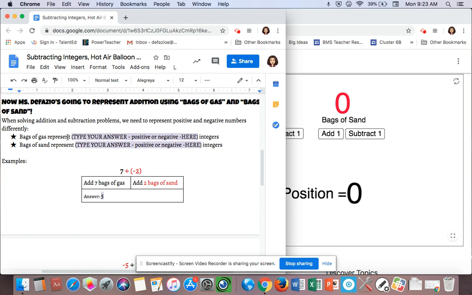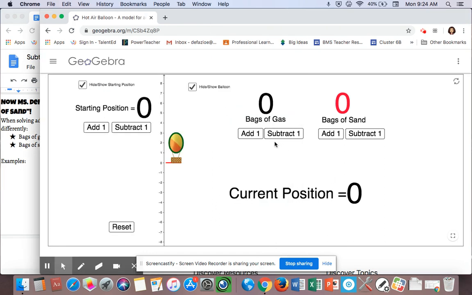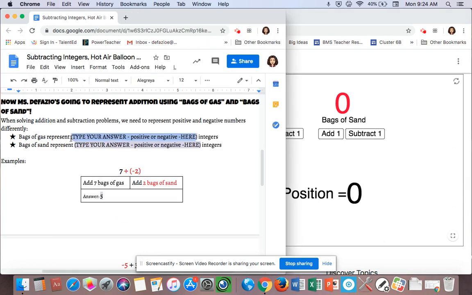Bags of gas represent, and you're going to be right here typing, bags of gas represent positive numbers. And the reason for that is if you're adding gas to your hot air balloon and it's getting higher up, it's getting larger, those are your positive numbers. So again, here we should be typing bags of gas represent positive numbers.